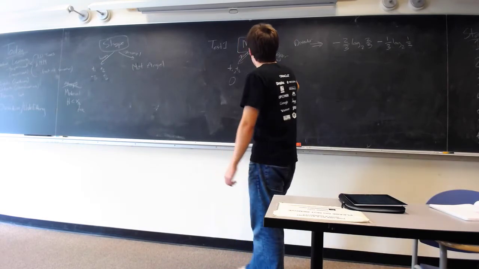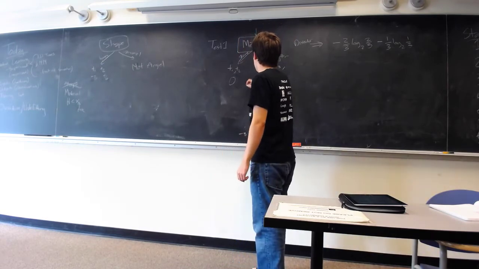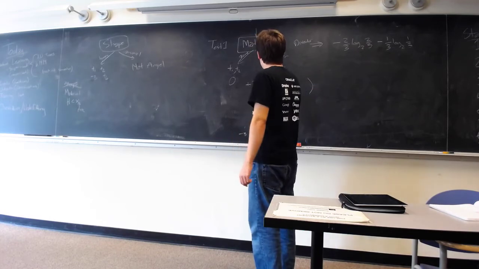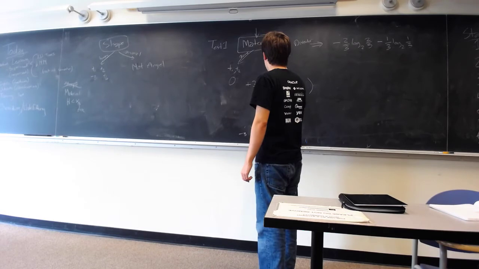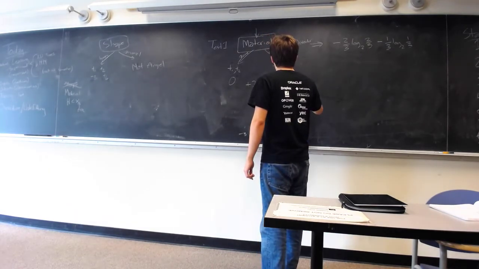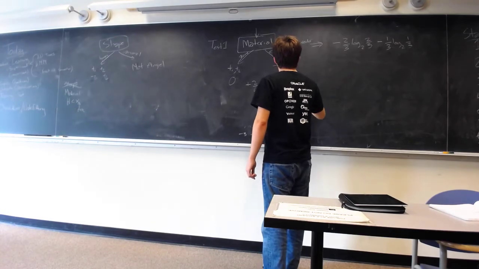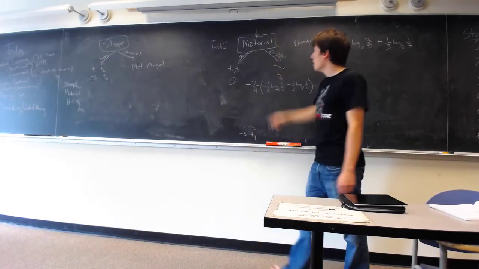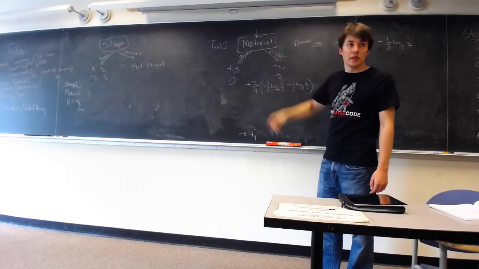Plus, and then we've got half of the things over here. So we've got 2 out of the 4 total things over here. So that's our weighting factor. And we've got minus 1/2 log base 2 of 1/2 plus 1/2 log base 2 of 1/2, that's a minus. Okay. There's our disorder for the material test.